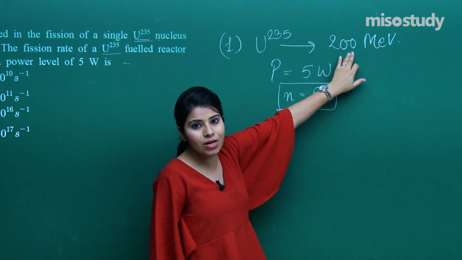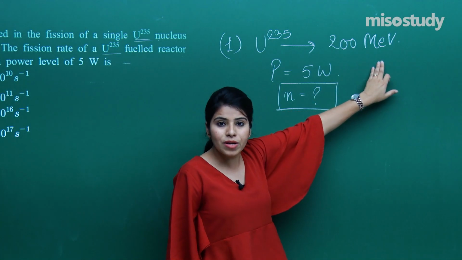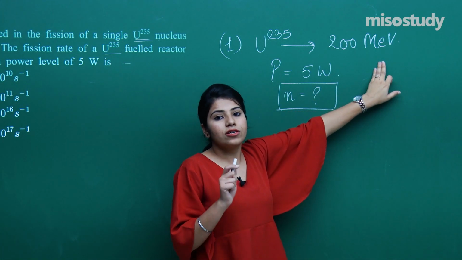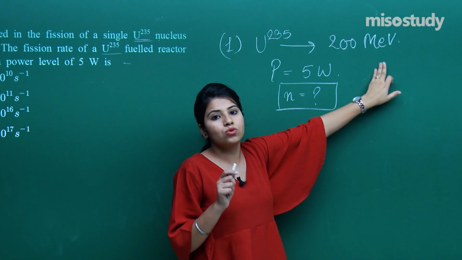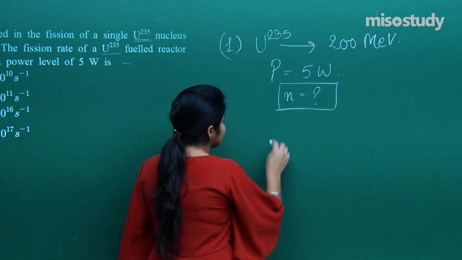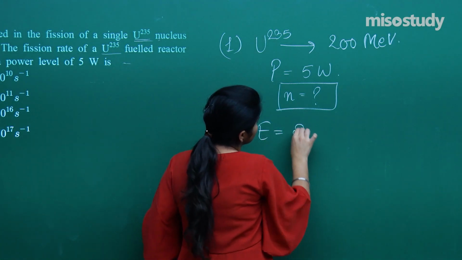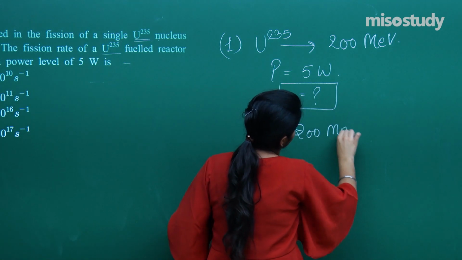So I will start with this energy, as it has been given in mega electron volt. First of all, I am going to convert it into joule. So let me say the energy with me is 200 mega electron volt.